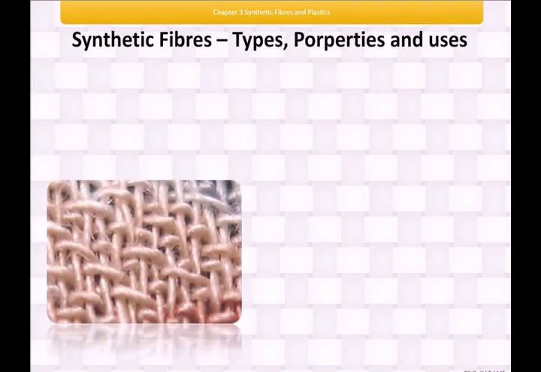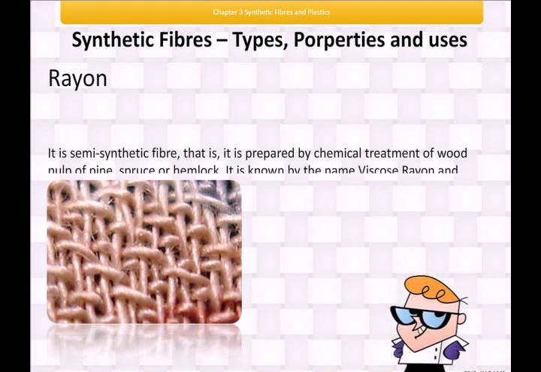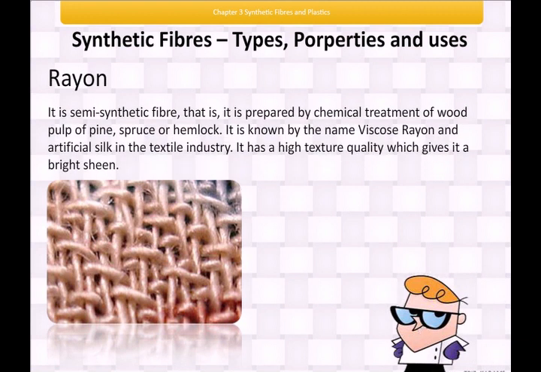Synthetic fibers, types, properties and uses. Rayon. It is semi-synthetic fiber, that is, it is prepared by chemical treatment of wood pulp of pine, spruce or hemlock. It is known by the name viscose rayon, an artificial silk in the textile industry. It has a high texture quality which gives it a bright sheen.